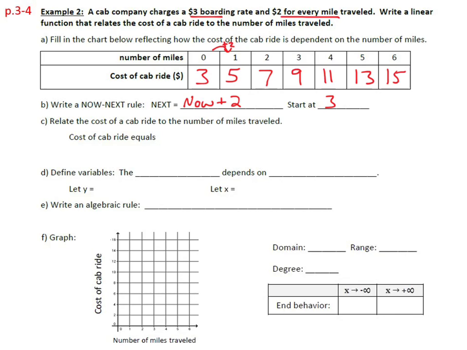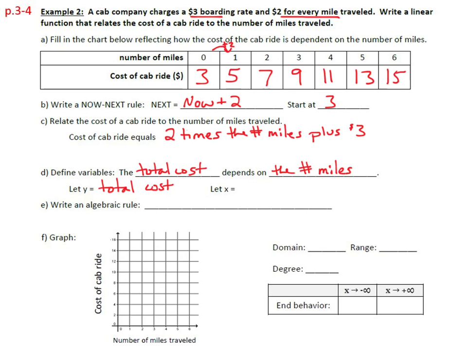So putting that into words, the cost of the cab ride is going to be equal to 2 times the number of miles. Then don't forget we also have to pay that extra $3, so it's plus $3. So from our now next rule and putting everything into words, we can say that the total cost of that cab ride depends on the number of miles that we had to drive. Again, our dependent variable is the y, so y is going to be the total cost. And the independent, or the x, will be the number of miles. So writing that as an algebraic rule, we have y is equal to 2x plus 3.